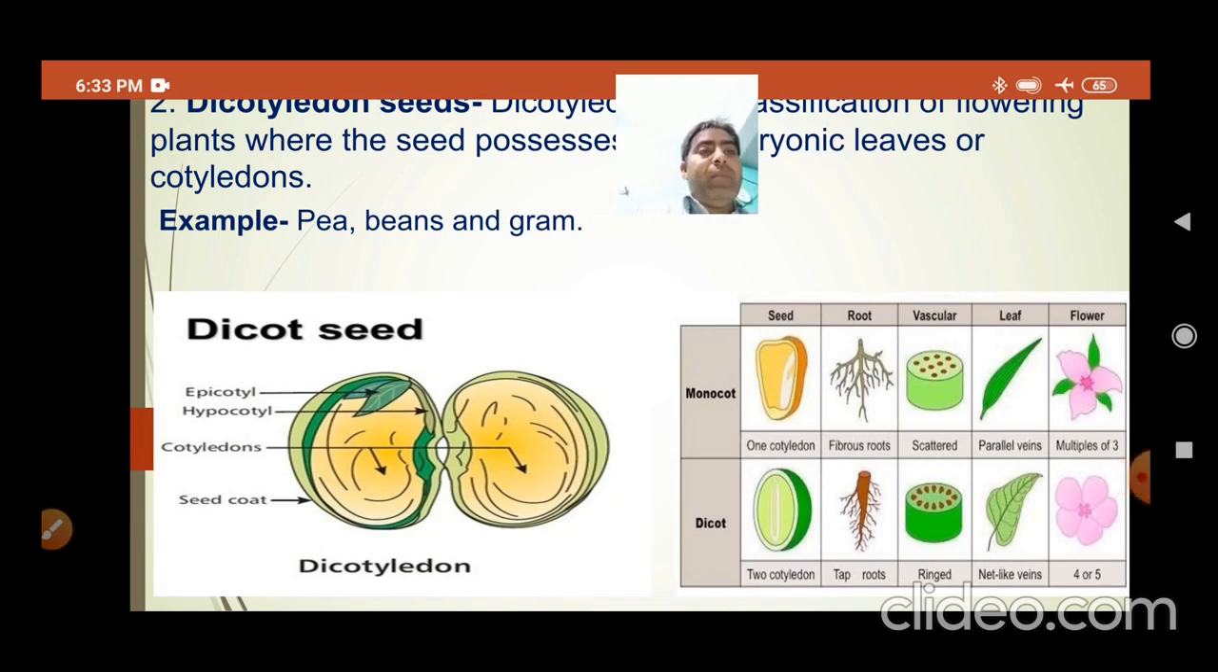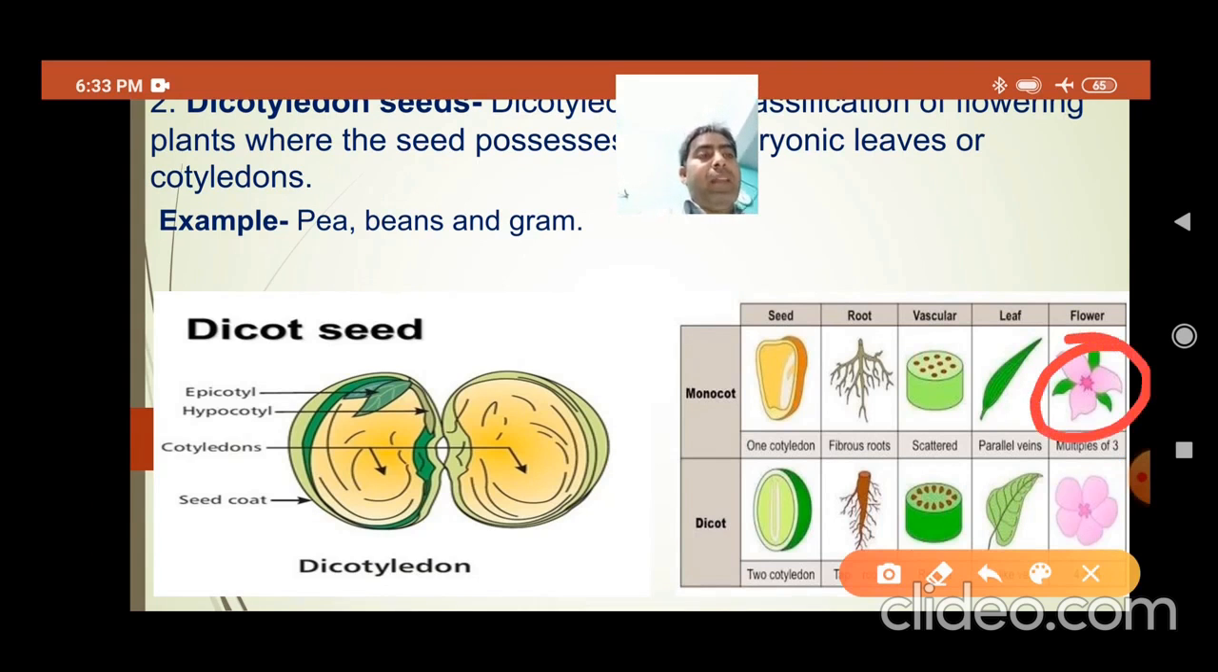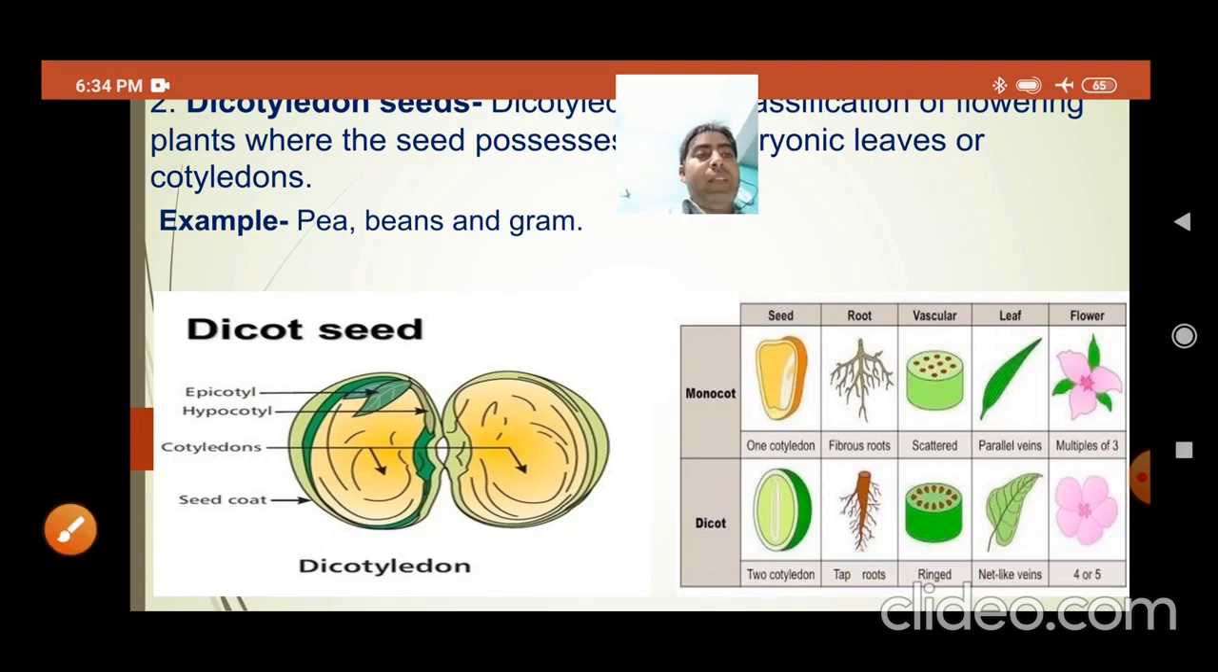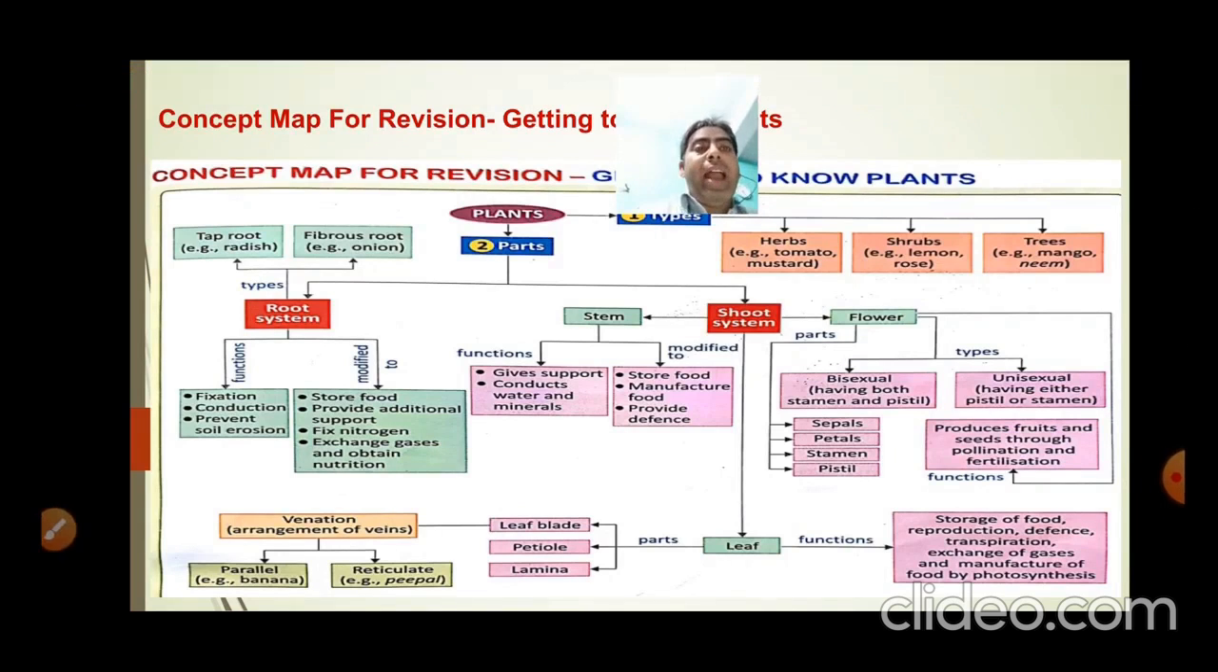In monocot the flowers are in multiples of 3, and in dicot the flowers are in multiples of 4 or 5. This is the basic difference between the monocot and dicot.